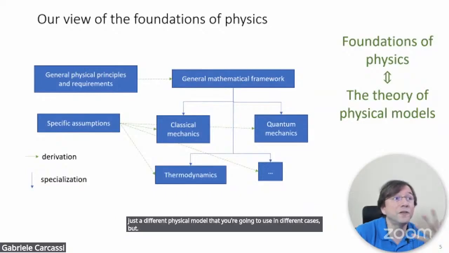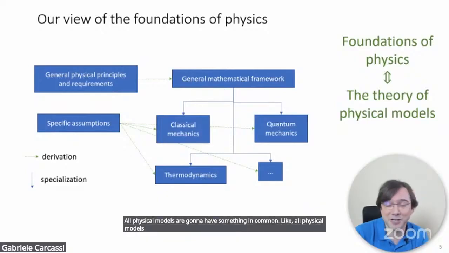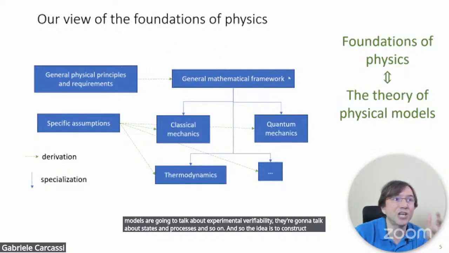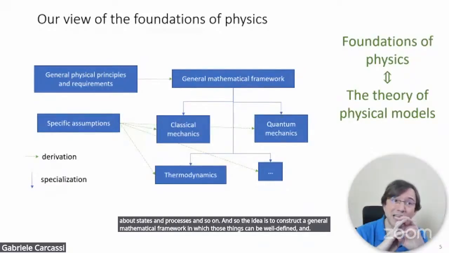But all physical models are going to have something in common. Like all physical models are going to talk about experimental verifiability. They're going to talk about states and processes and so on. And so the idea is to construct a general mathematical framework in which those things can be well defined, and the tools are the same for all theories.